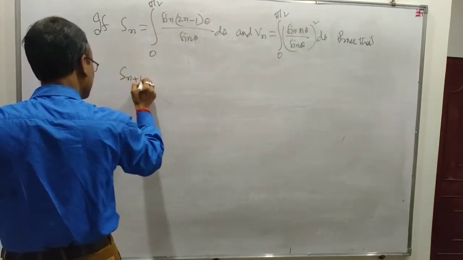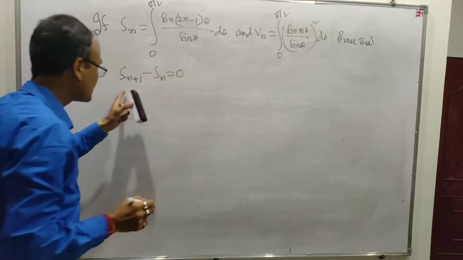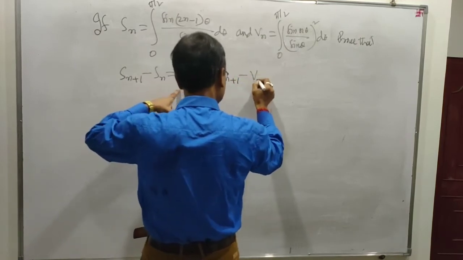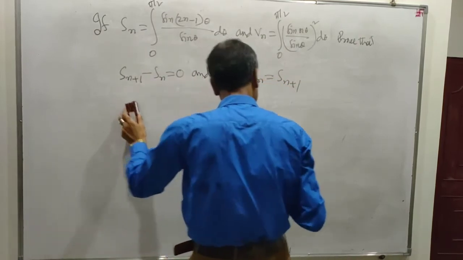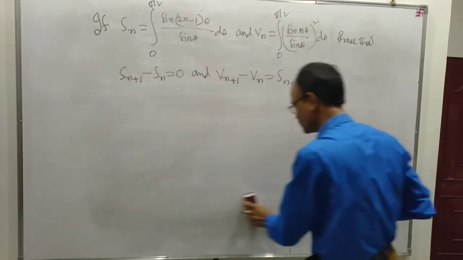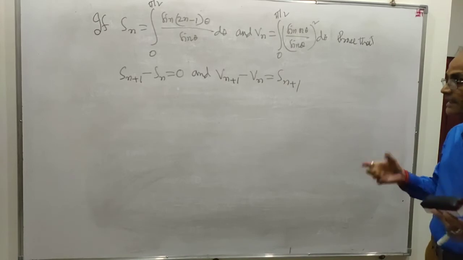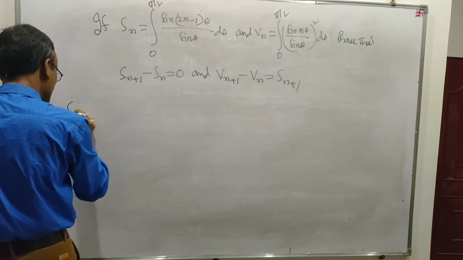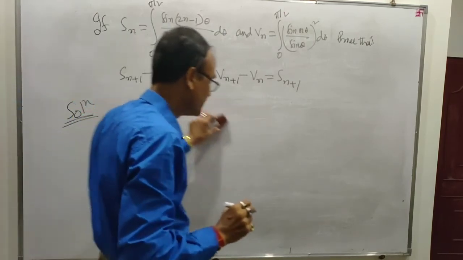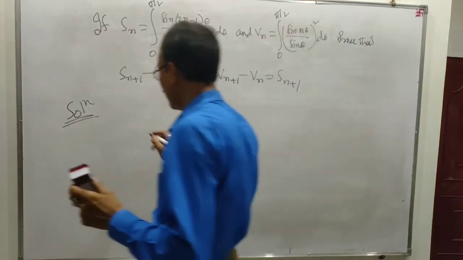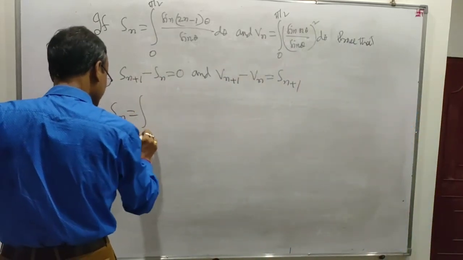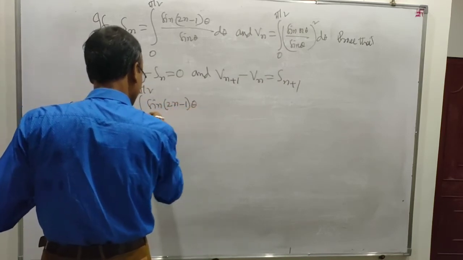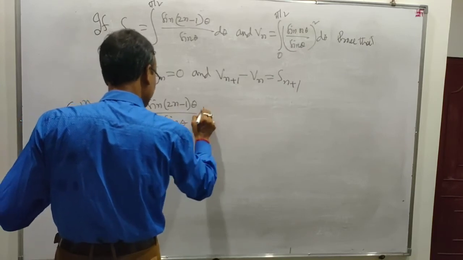Sn plus 1 equal to Sn. Sn plus 1 minus Sn equal to 0 and Vn plus 1 minus Vn equal to Sn plus 1. You will get this one. If Sn equal to this, the solution of this question will be like this. Sn equal to integration 0 to pi by 2 sine twice n minus 1 theta divided by sine theta d theta.